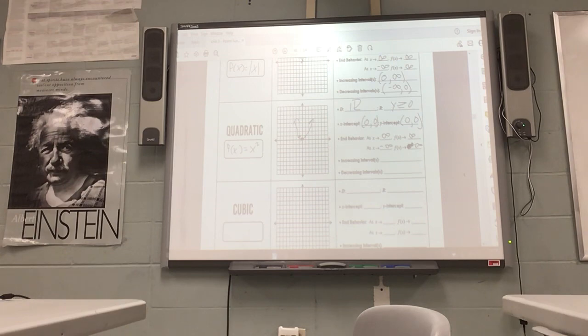Okay, Kinley thinks that the intervals are gonna be the same. I'm betting she's right, because I'm gonna go uphill from the vertex to infinity, right? So 0 to infinity. And then I go downhill, negative infinity to 0.